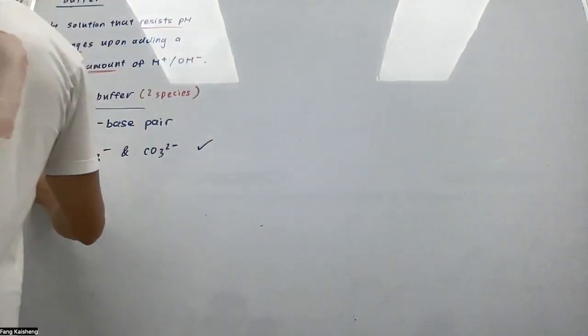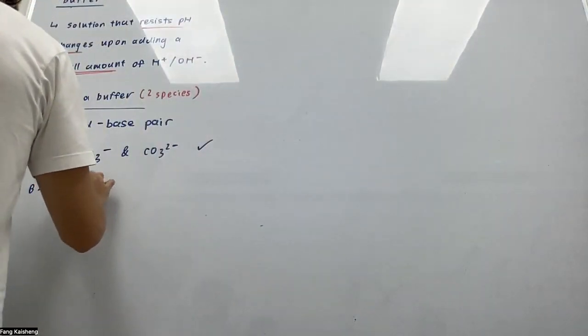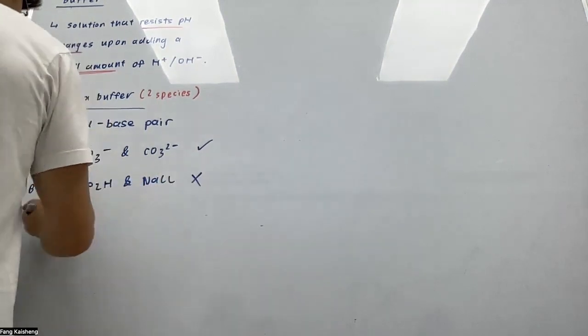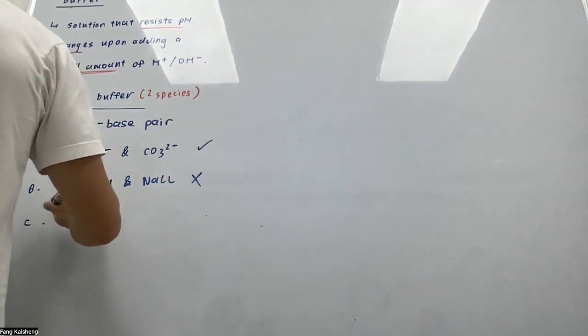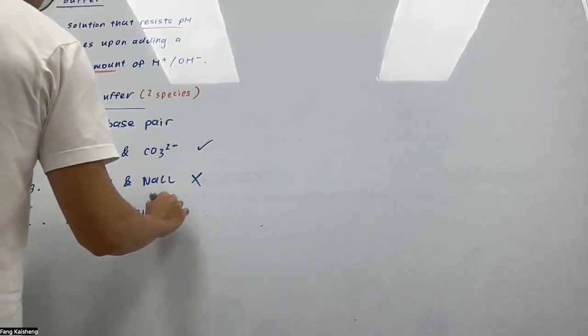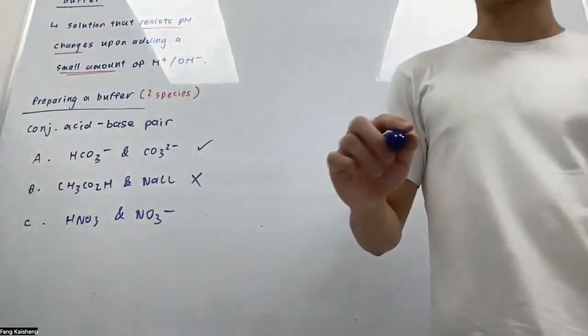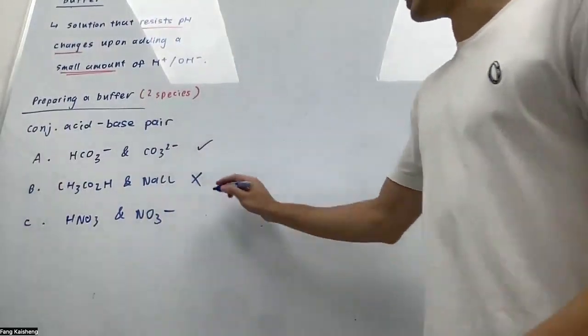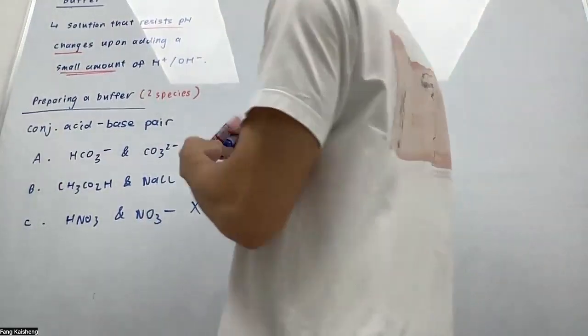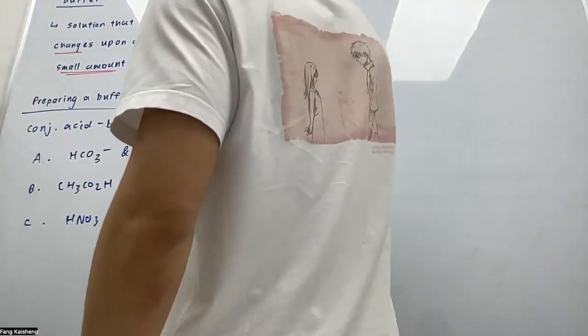How about B? Cannot. Why? They don't differ, right? They are completely different, right? That's great. How about C? HNO3 and NO3 minus. Do they differ by H plus? Yes. But I forgot to mention one criteria because this one still cannot act as a buffer. Other than the fact that you need a conjugate acid base pair, you also must have weak species.